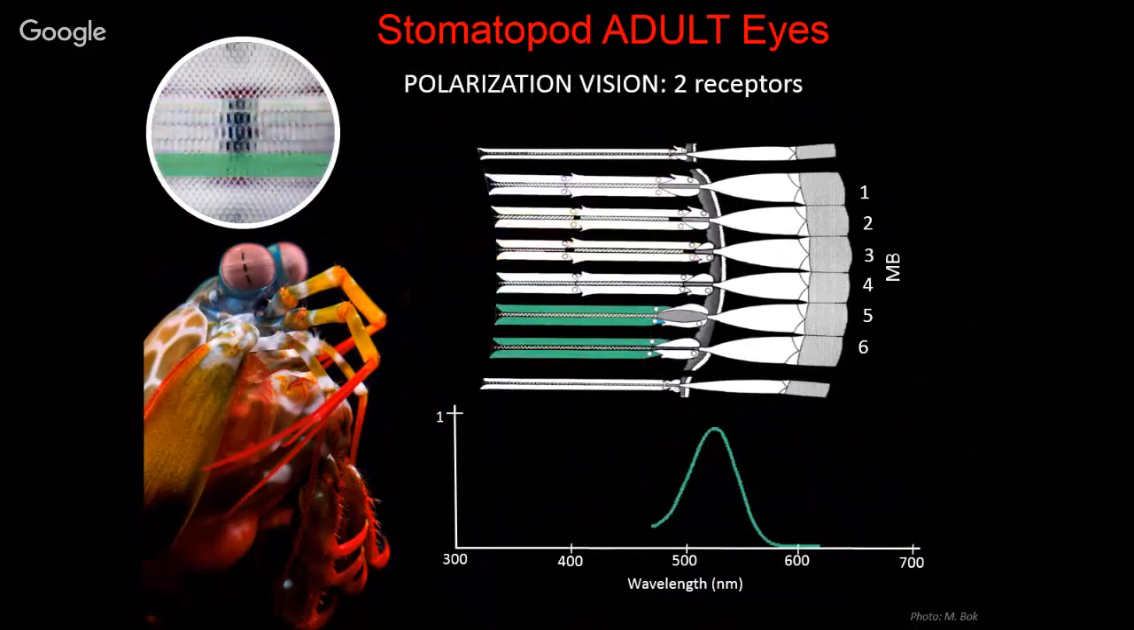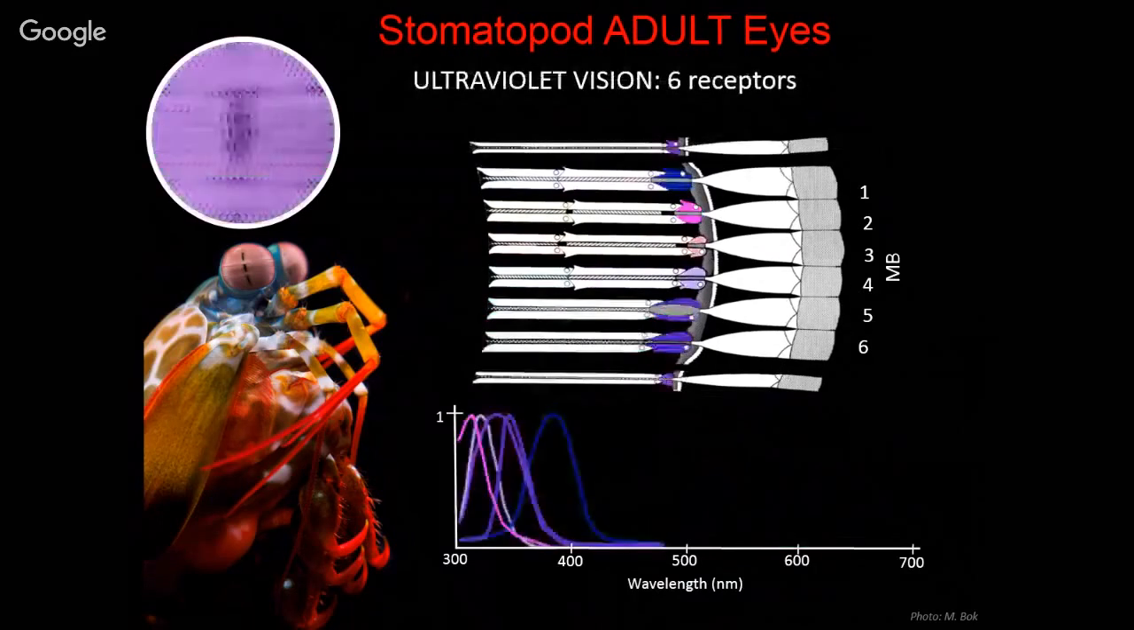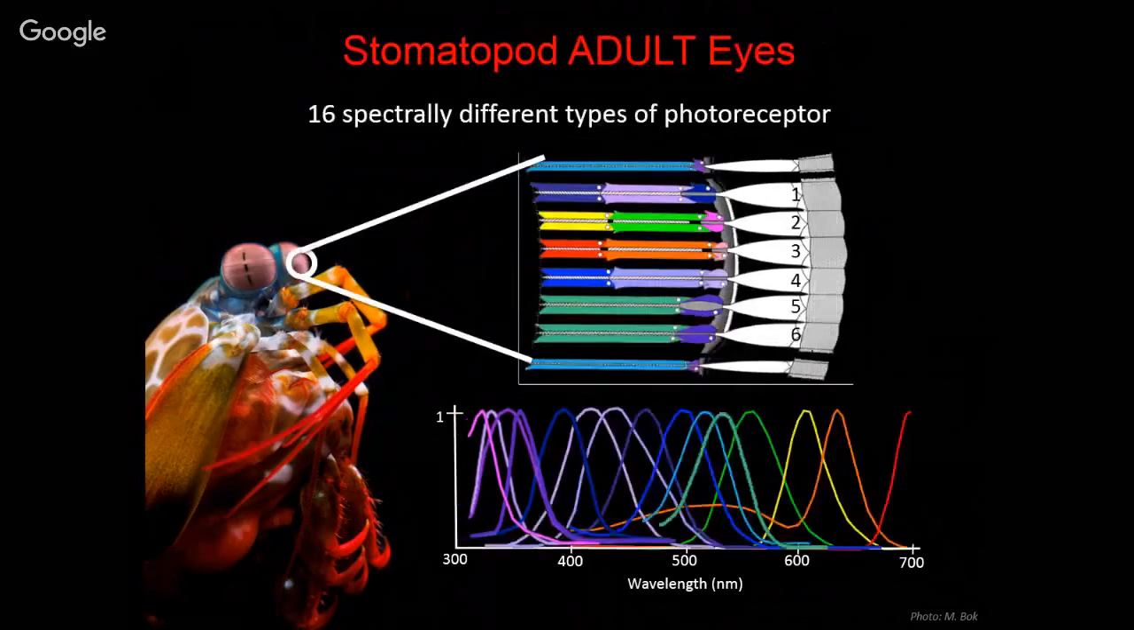In rows 5 and 6, that main receptor has a single sensitivity, again, to blue-green wavelengths of light. But this set of receptors is specialized for the detection of polarized light. So they can detect the plane that wavelengths of light are vibrating in. And then finally, those single cells of ultraviolet sensitive receptors that sit on top, there are 6 different types of those. Altogether, there are 16 spectrally different types of photoreceptor in the stomatopod eye.